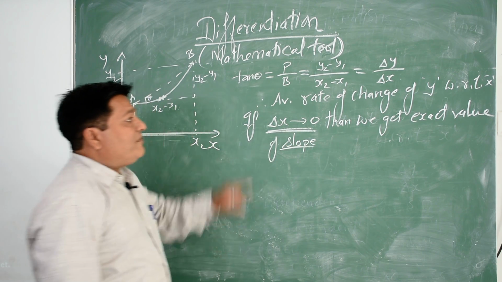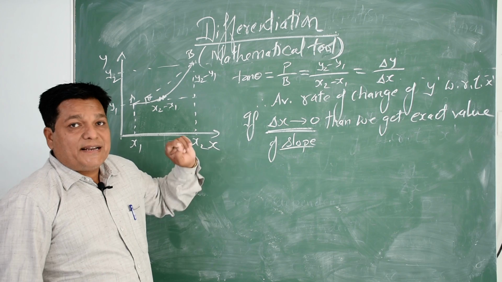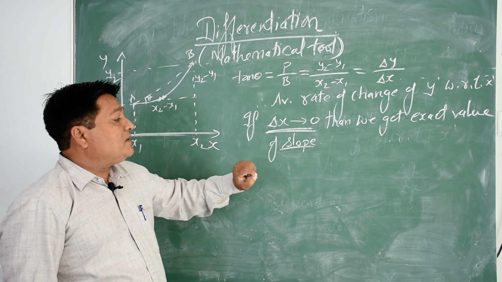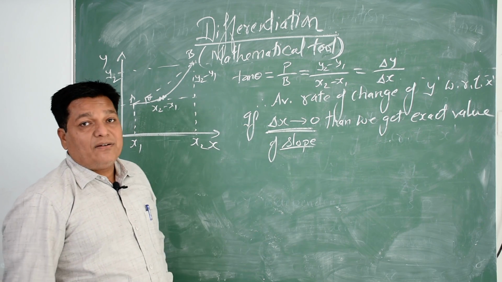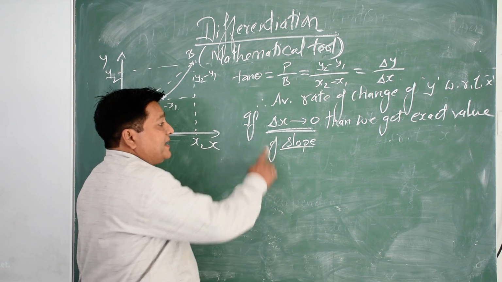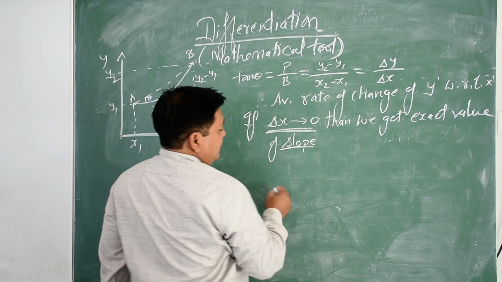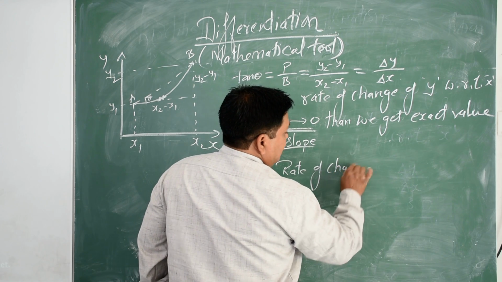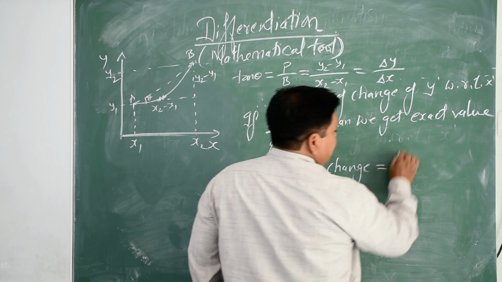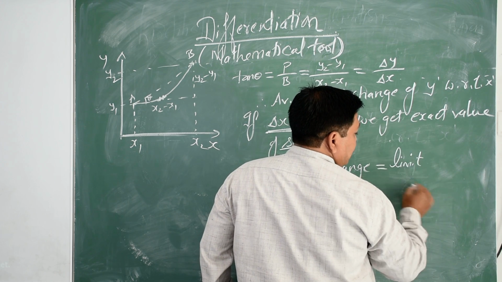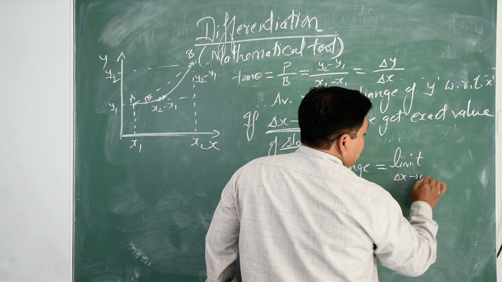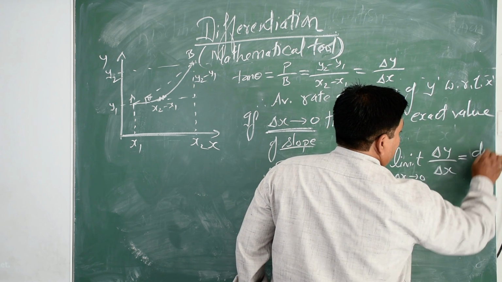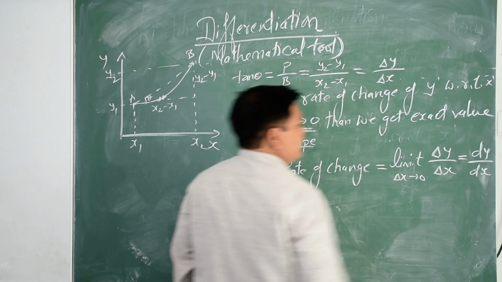That is the average change going to instantaneous. Instantaneous means when del x is very close to 0, then we get the instantaneous value of this change. So we can write how this rate of change, the average rate of change, will become limit del x tends to 0 of del y by del x, which is equal to dy by dx.